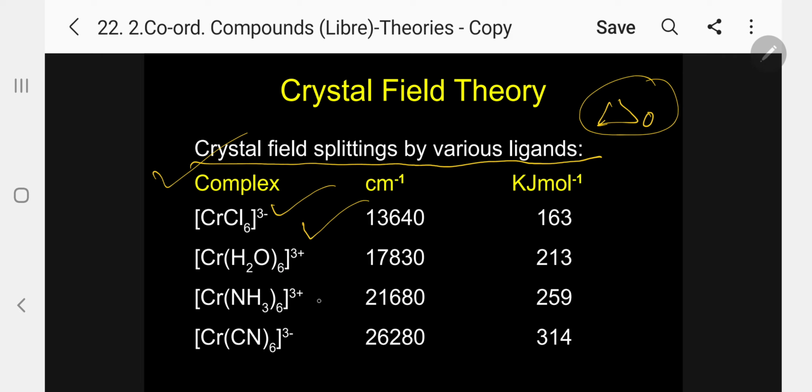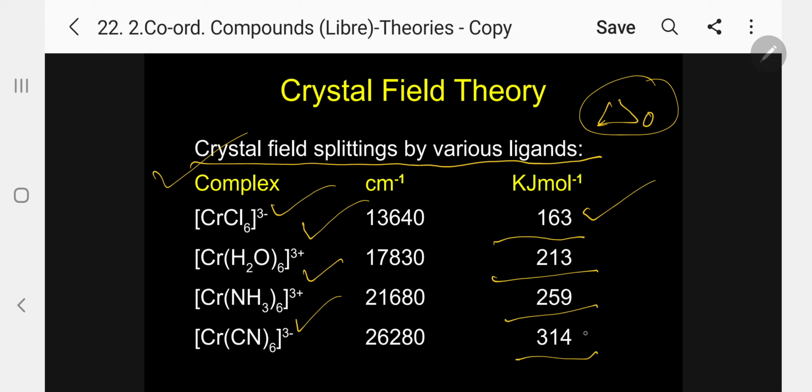hexaquachromium 3 plus, hexaamminechromium 3 plus, hexacyanochromium 3 minus. So the central metal ion is common; only the ligand I am changing. Kindly follow. When I change the ligand, see the energy. It is 163 kilojoule per mole, 213 kilojoule per mole, 259 and 314.